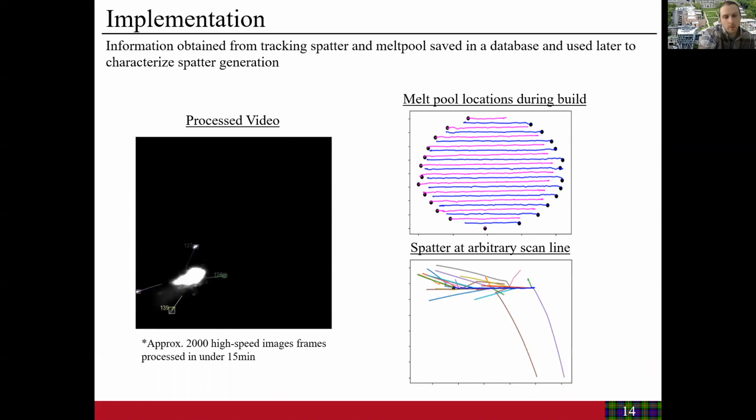Now, after that's done, we can save this information in a database. So let's say we want to go back and check where our melt pool was in that video. We have that information shown here on the right. And then what we can do further on is pick a scan line and show all the spatter particles that emerge from that scan line. We can also get the trackings of those spatter particles, their trajectories with respect to the scan line, the video, or the melt pool motion, for instance. So processing this high-speed information lets us examine many characteristics of spatter generation when changing process parameters, for instance. And this video took approximately 15 minutes to process with our processing pipeline.